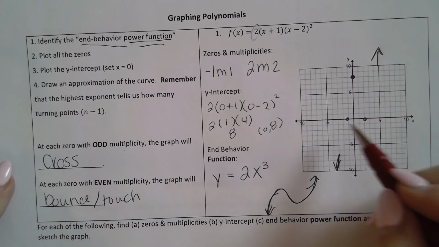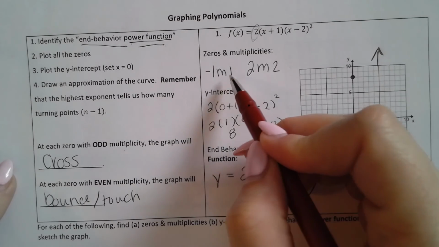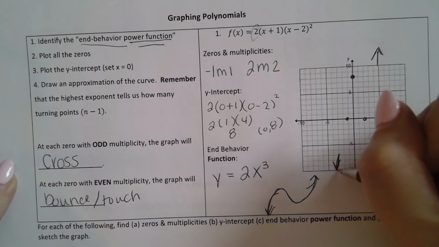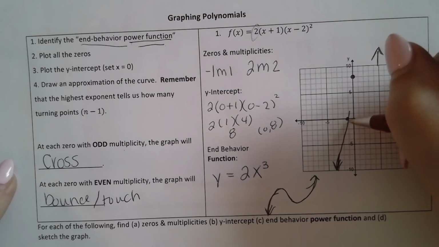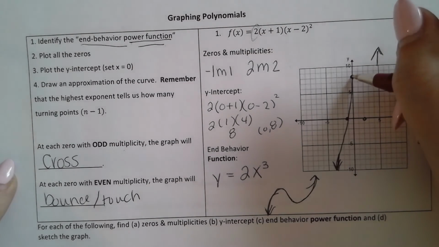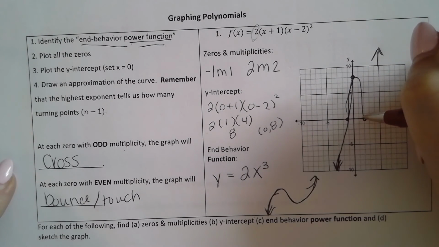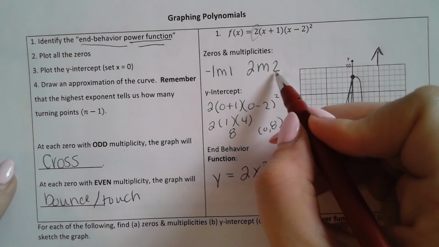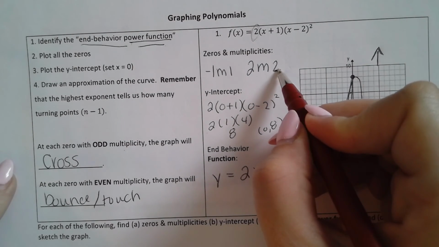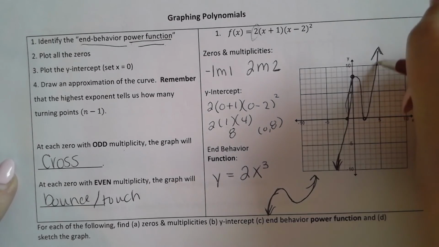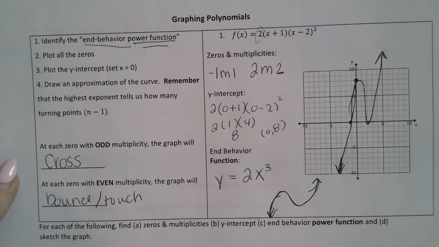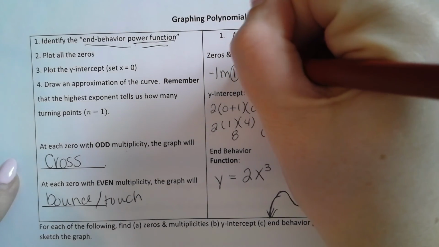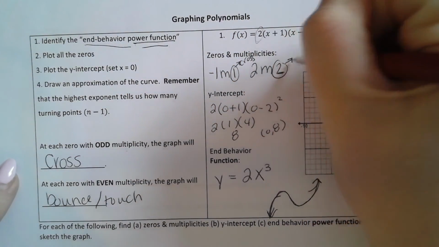Okay, so at our multiplicity of -1, we have an odd multiplicity, which means it's going to cross. So I'm going to start down here at my arrow. I'm going to make it way up here, and it's going to cross through. I'm going to make my way up to my y-intercept. Come back down. I'm going to make my way to my next 0. Now at this 0, I have an even multiplicity, which means it's going to bounce. Make my way back up to my arrow, and here is my approximation of my graph. Okay, so this means cross, this means bounce.